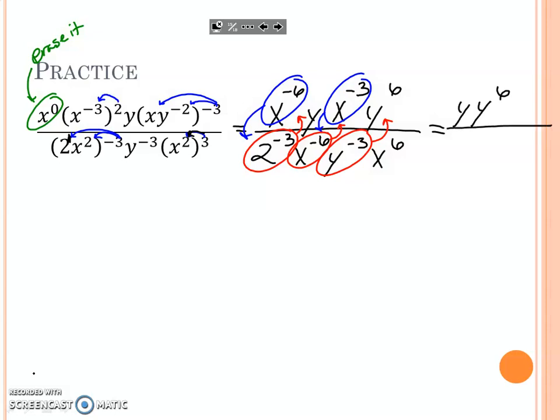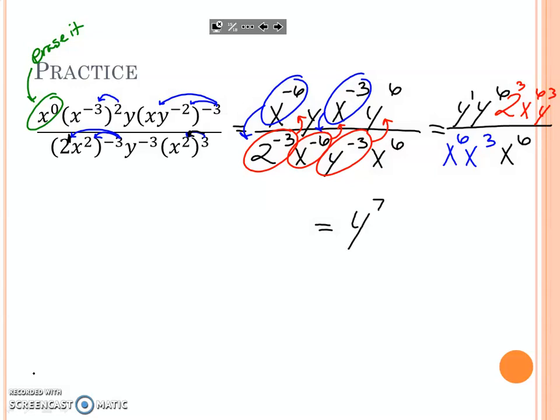Those were left on top. I'm also going to have a 2 cubed, an x to the 6th, and a y cubed. Okay? Down below, x to the 6th, x cubed. Those move down. And then I still have an x to the 6th down here on the bottom. Okay? Next thing I need to do is I need to combine my like terms on top. I have a y and a y to the 6th. Remember that y is just a y to the 1st, so that's going to be a y to the 7th.